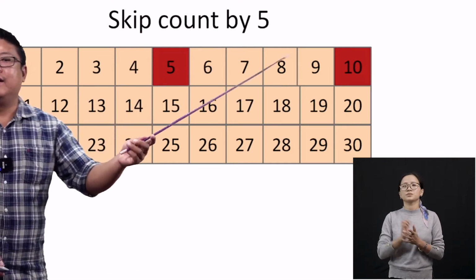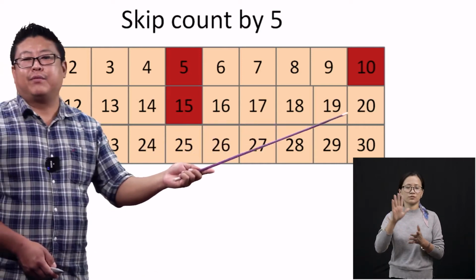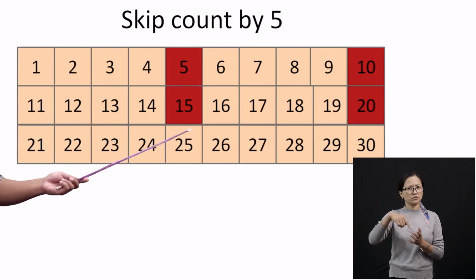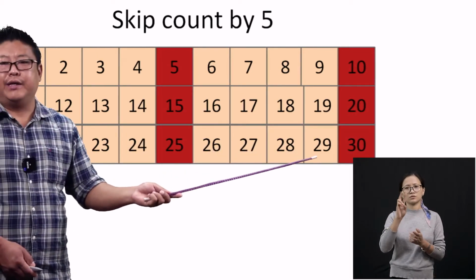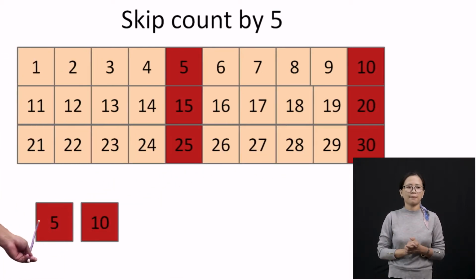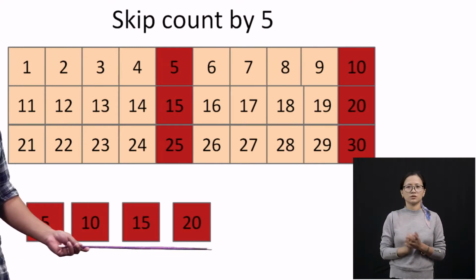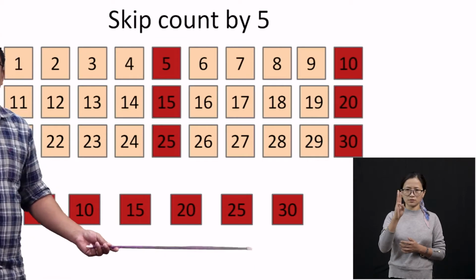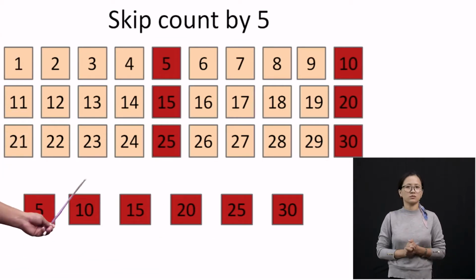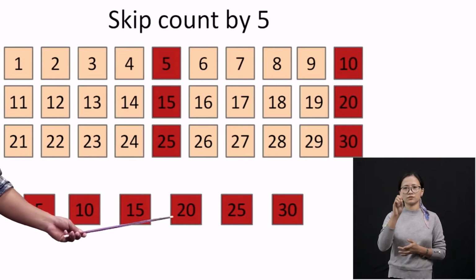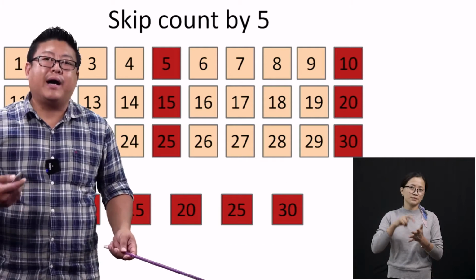So after 10, the next 5 will be 15. After 15, the next 5 will be 20. After 20, the next 5 will be 25. After 25, 30. All right? So the numbers will be 5, 10, 15, 20, 25, 30. So this is how you will skip count by 5. So this is all about skip counting by 5.